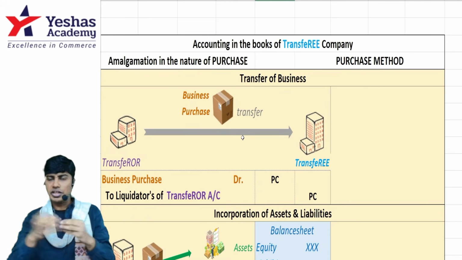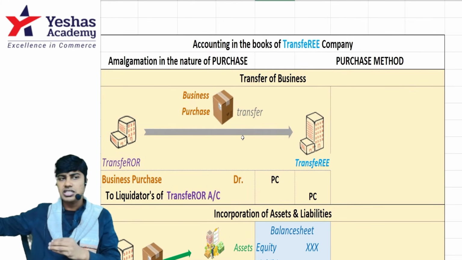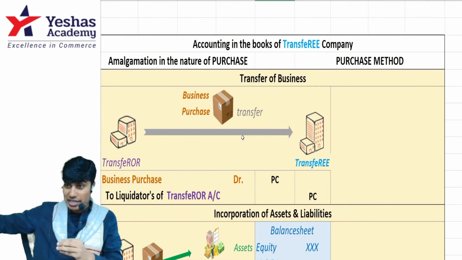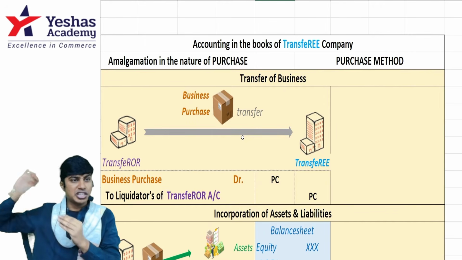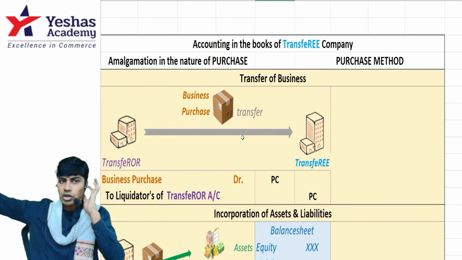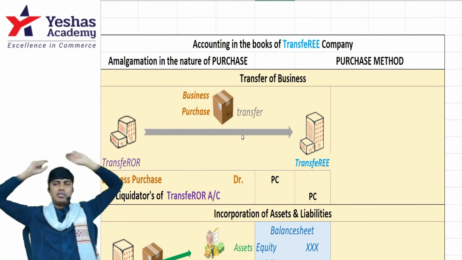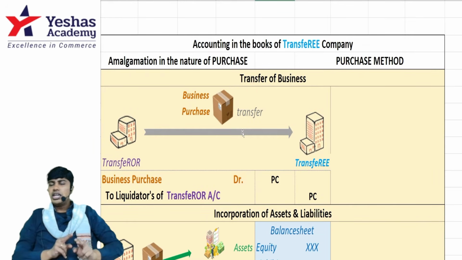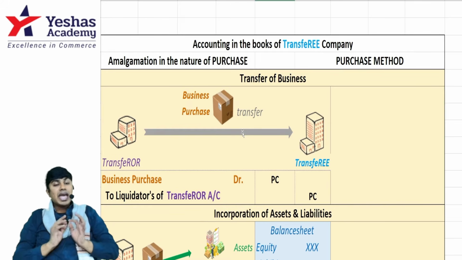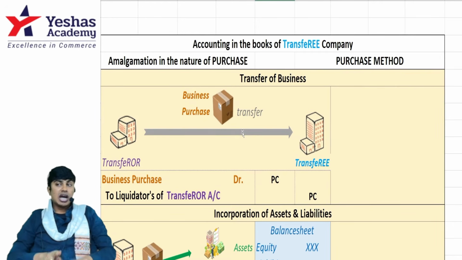Then we will give purchase consideration to our transferor company's liquidator, PC, in the form of equity shares, preference shares, debentures, cash. He will go. We will kick the box. Relax. Now amalgamation is over. If it is purchase, TRUMS.